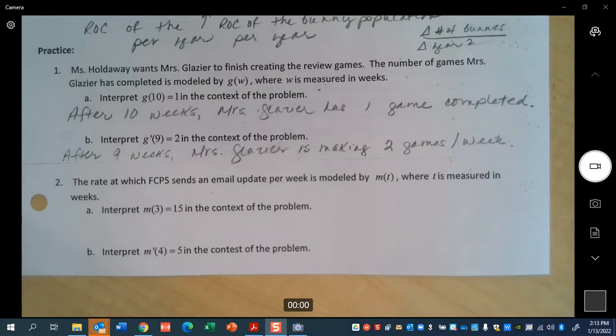So when we do these problems, it's easier if we all train ourselves to think using a certain template. And it's smart if we start talking about our input value first. So if I'm looking at G of 10, after 10 weeks, I've made one game. When we interpret the derivative in context of the problem, after 9 weeks, I'm making 2 games per week.